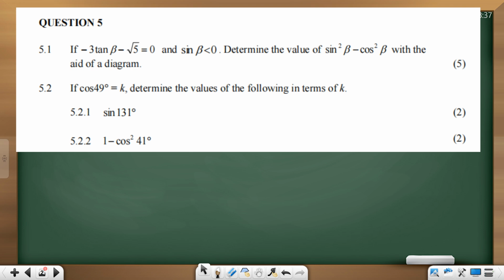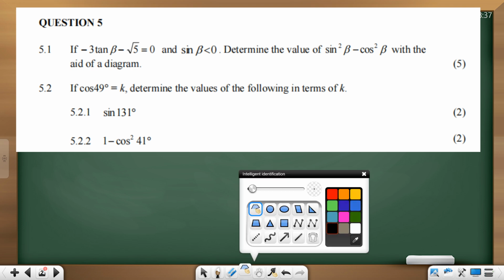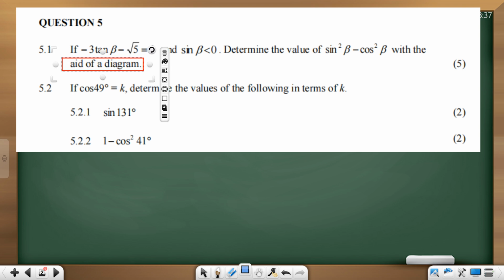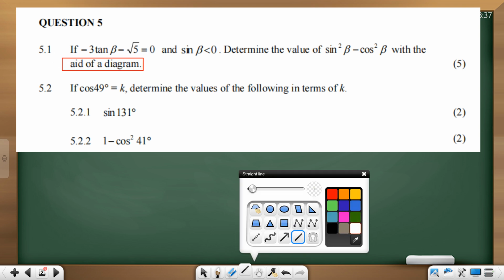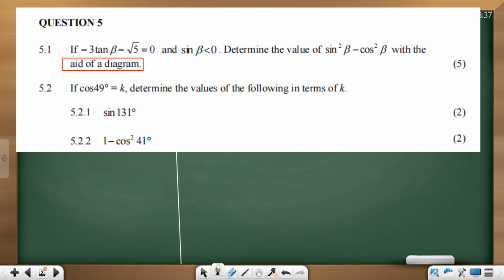We're given that negative 3 tan beta minus root 5 equals 0 and sine beta is less than 0. Determine the value of that with the aid of a diagram. That's where the key is. So the first thing I'm going to do is to simplify that. And this also is in your grade 12 paper. So I have negative 3 tan beta minus root 5, so negative 3 tan beta equals root 5.